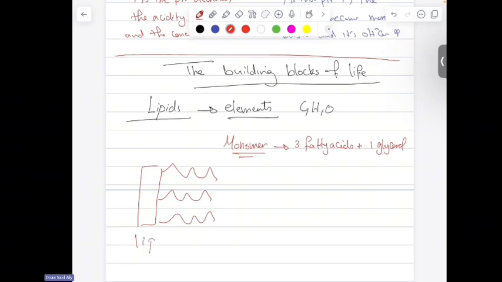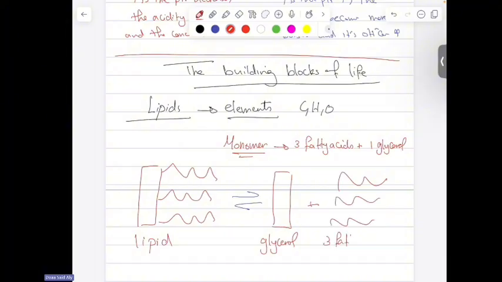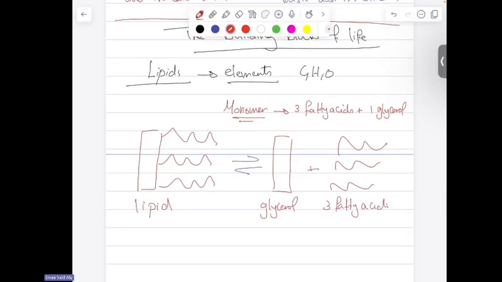This is the lipid. This lipid is broken down into this one called glycerol, and 3 fatty acids.